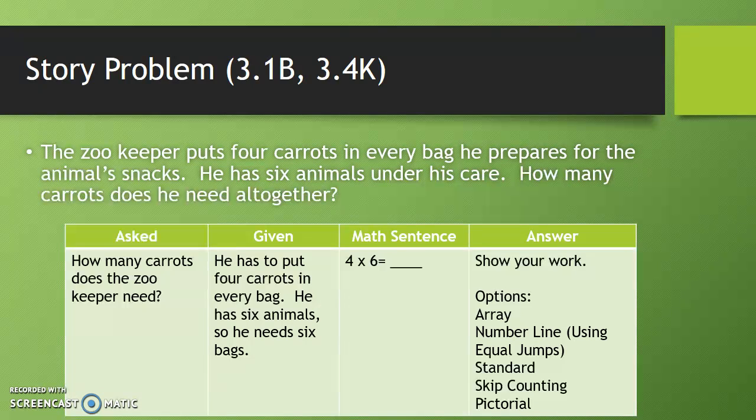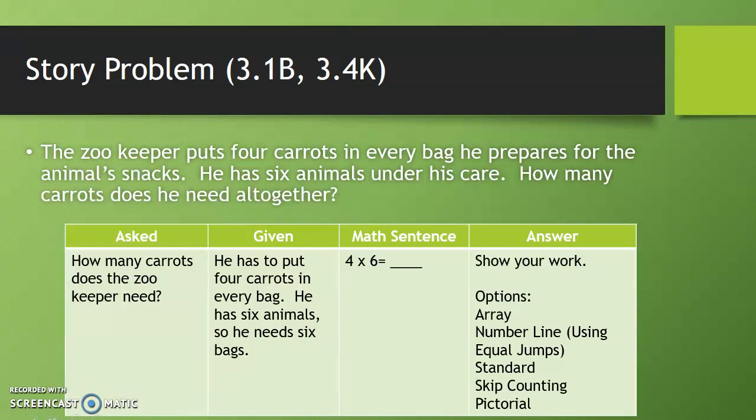So let's think of it as our story problem. 4 carrots times 6 bags, or 4 carrots inside 6 bags. A better way to put that would probably have been 6 times 4. So 6 bags with 4 carrots inside, if I'm thinking about my arrays.